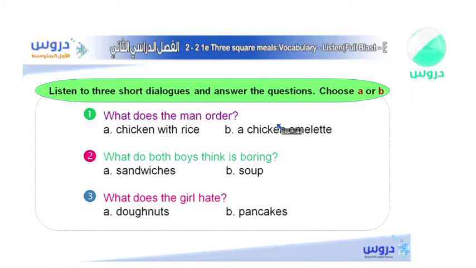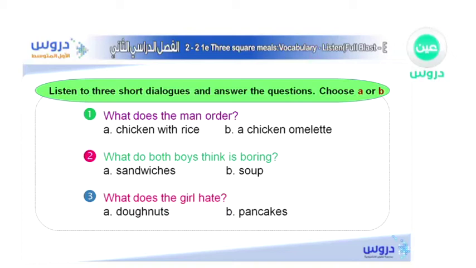Alright, so this is the first one. What do you think is the answer of the first one? Did he want chicken with rice or chicken omelet? Again, I'm gonna read it again. I want you to concentrate with me.